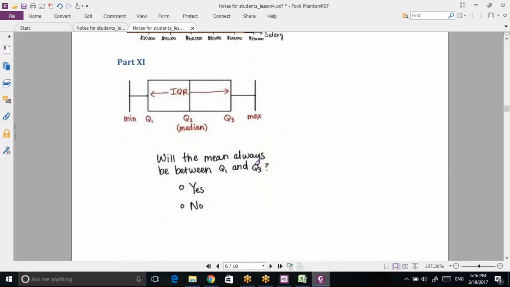Now this is a very good question. Will the mean always be between Q1 and Q3? Think and answer in your chat boxes. Will the mean always be between Q1 and Q3? Okay, got an answer from Ramni. Very good. Quickly others also. Asking about mean. Exactly. Will the mean always be between Q1 and Q3?